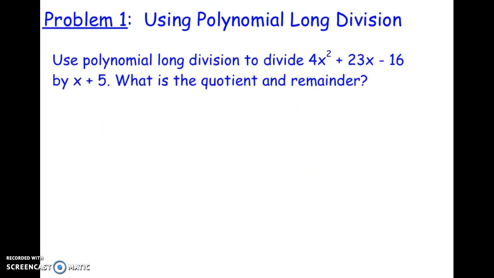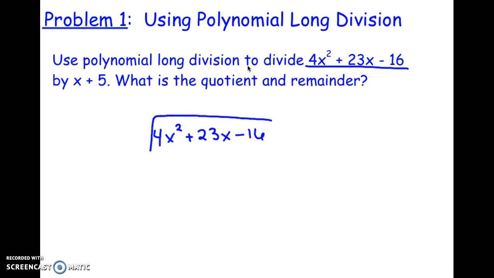So here's what it looks like with x's. We are asked to use polynomial long division to divide 4x squared plus 23x minus 16 by x plus 5. It looks a little messy, but it's really not that bad. The question is, what is the quotient, the answer, and the remainder?